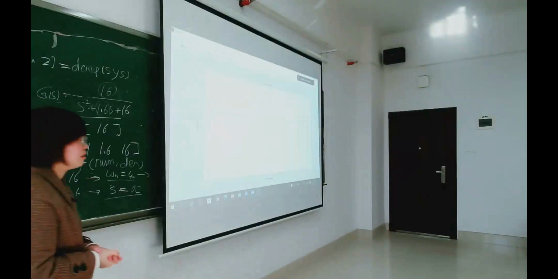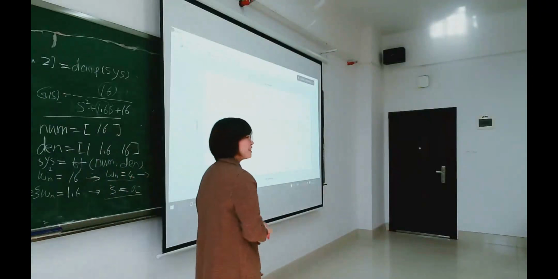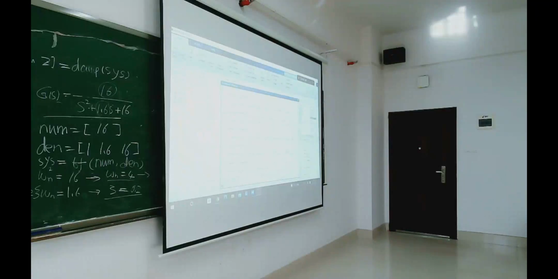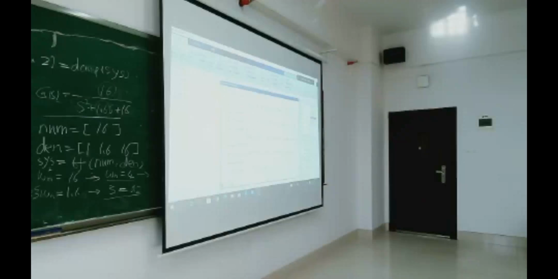What is the rise time? Okay, maybe T equals 50 is too long. Maybe we just decrease the time to maybe 20 to see it clearly.